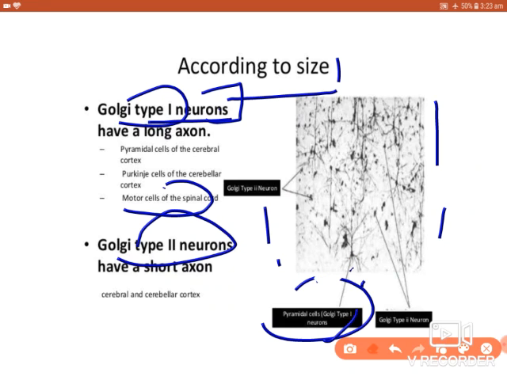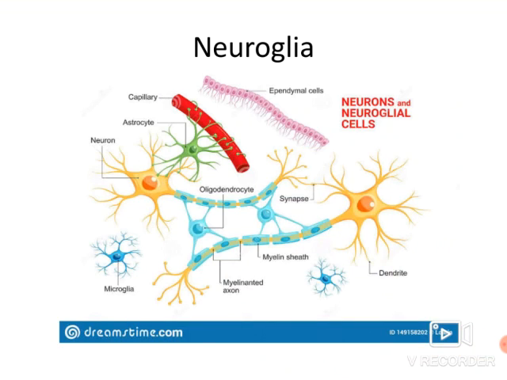Then here you can see there are small neurons. These are the Golgi type 2 neurons, which have short axons that usually terminate near the cell body. These interneurons are examples of Golgi type 2 neurons.